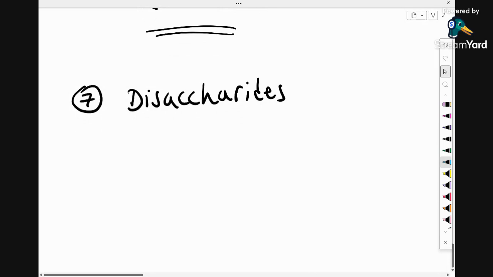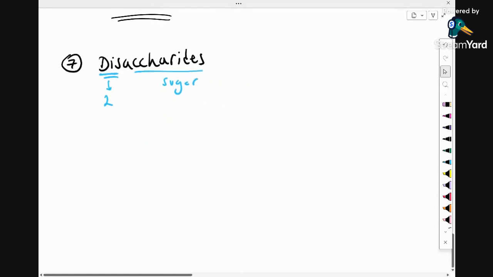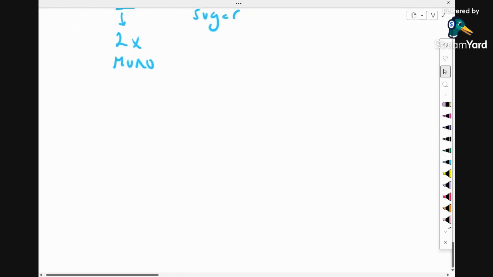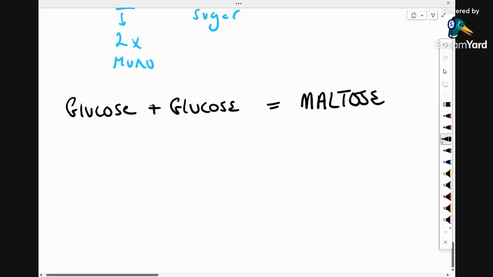So remember, saccharides mean sugar. Monosaccharides were glucose, fructose, and galactose. We've looked at those. A disaccharide, therefore, contains 2 sugar molecules put together, 2 monosaccharides. So, easiest example you need to know, firstly, glucose added to glucose makes the disaccharide maltose. And I'll show you the structures in a minute.